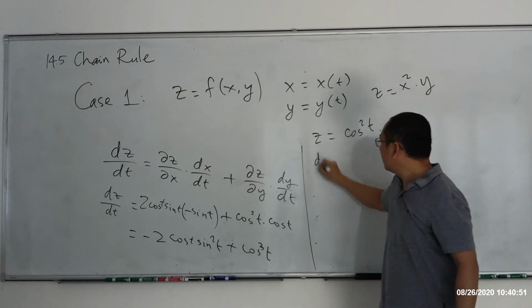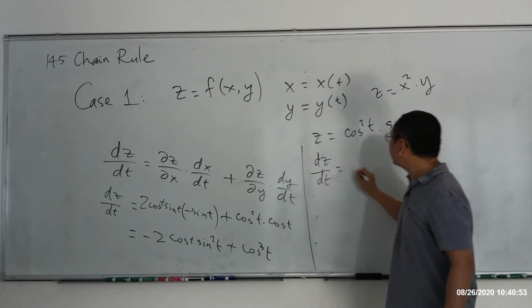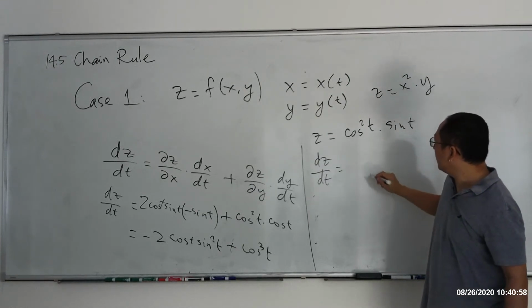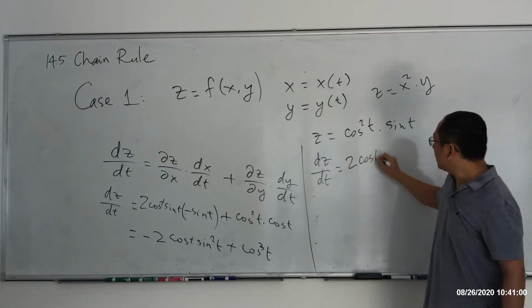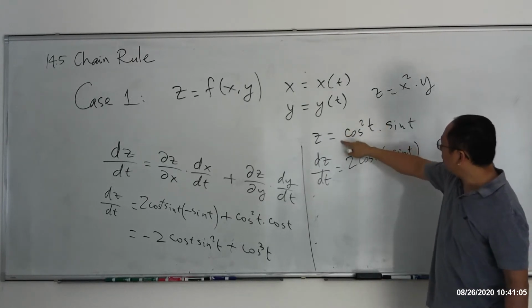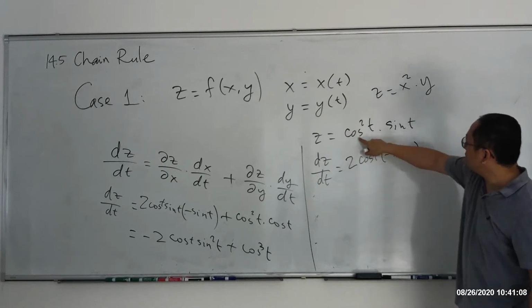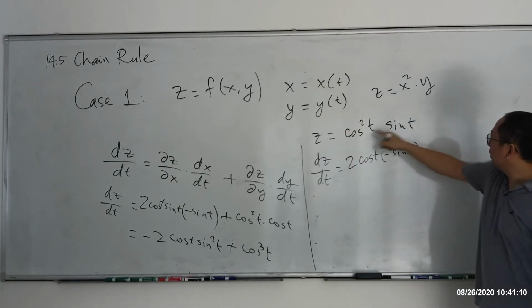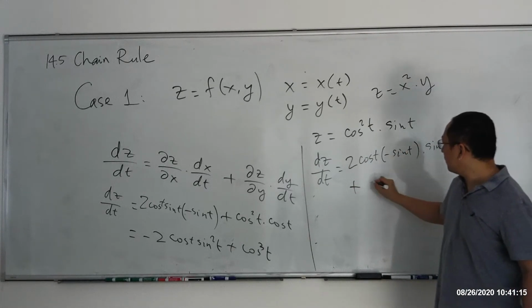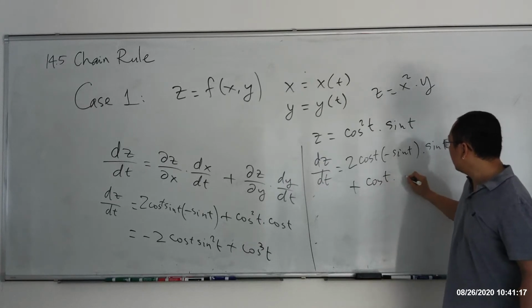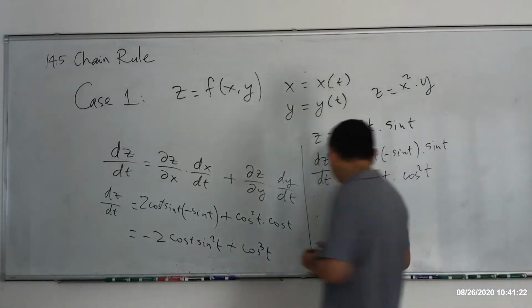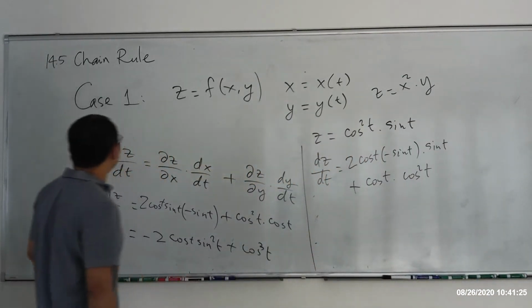Okay? So dz over dt. I'm going to use the product rule, the derivative of the first times the second. The derivative of cosine squared is 2 cosine t times negative sine t. I'm using the power rule, the 2 comes out, so 2 cosine t, and then chain rule, the derivative of cosine is negative sine. The derivative of the first times sine t, that's the second, plus the derivative of the second, the derivative of sine is cosine t, times the first, which is cosine squared t. I got the same answer. Okay, that works.